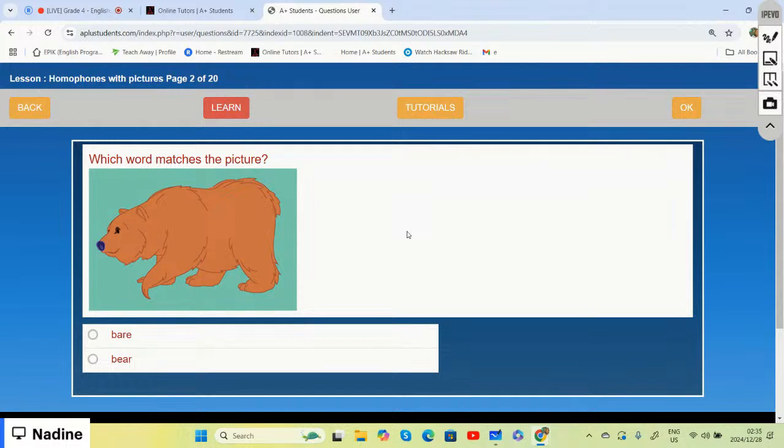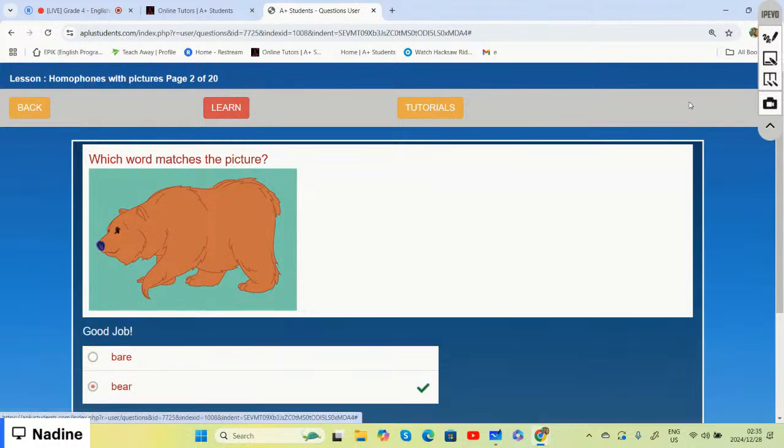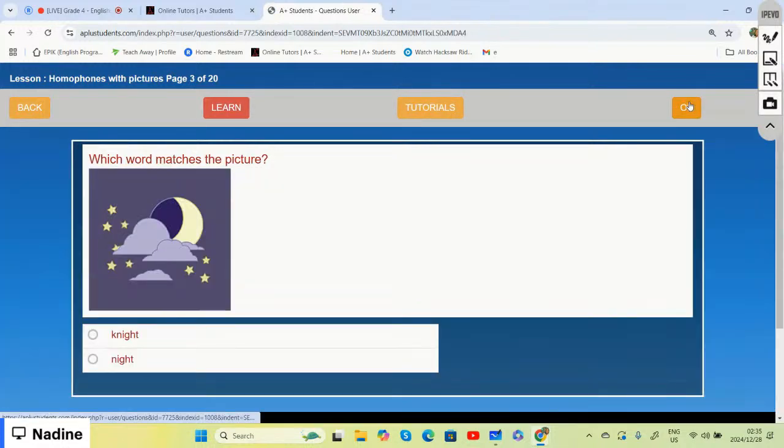And if we were to choose the correct option, then yes, option two is correct, because this is an animal, which is bear, B-E-A-R. Grizzly bear. Well done. Bear is correct.